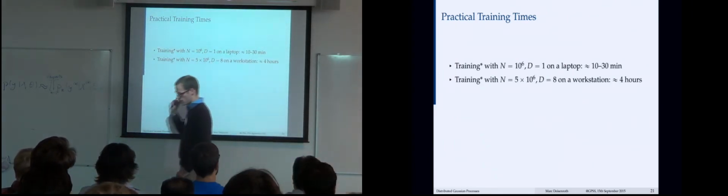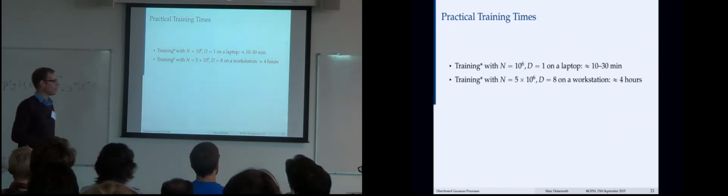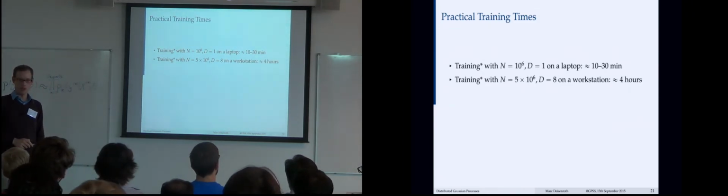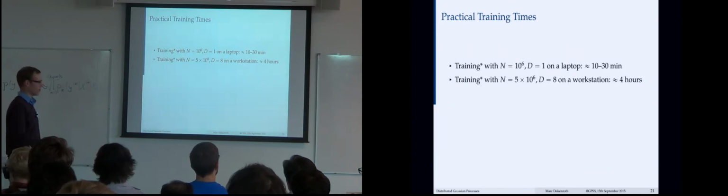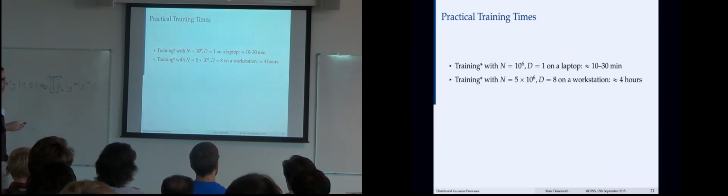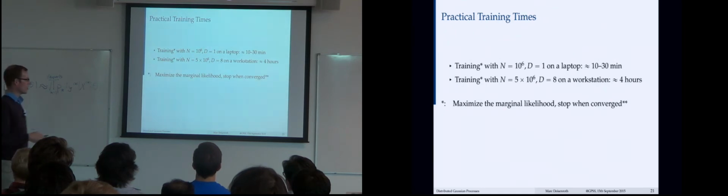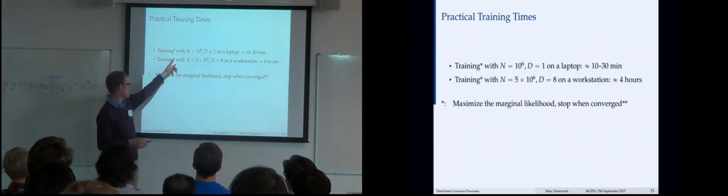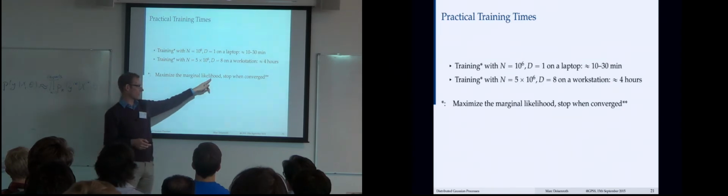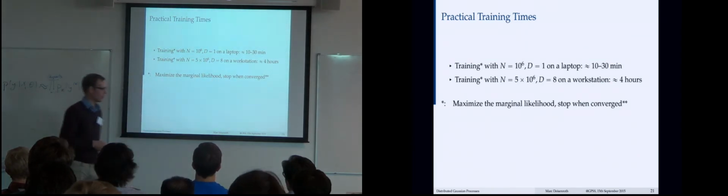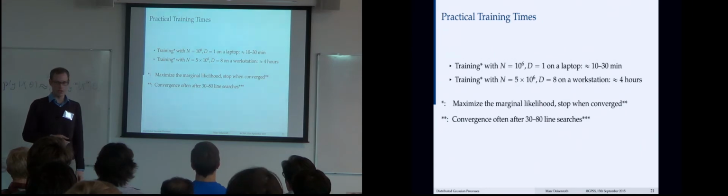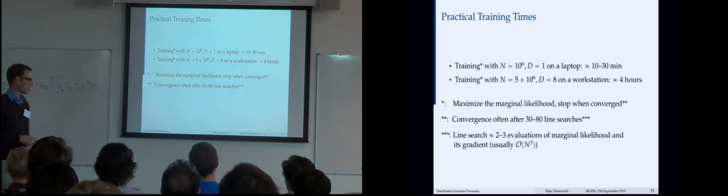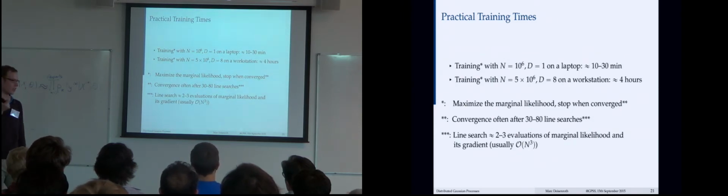So in practice, training with a data set size of about 1 million in one dimension requires about 10 to 30 minutes on a laptop. I tried that out yesterday on this laptop here. Training with about 5 million data points in 8 dimensions on a workstation with 12 cores takes about 4 hours, where training means maximizing the marginal likelihood and stopping when converged. And converged means after usually about 30 to 80 line searches, and each line search takes about 2 to 3 evaluations of the marginal likelihood and the gradient.